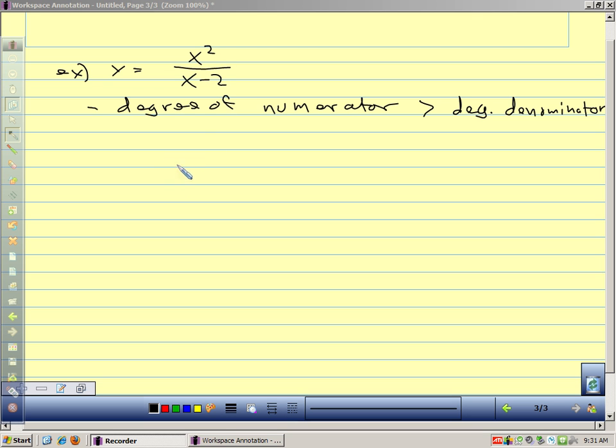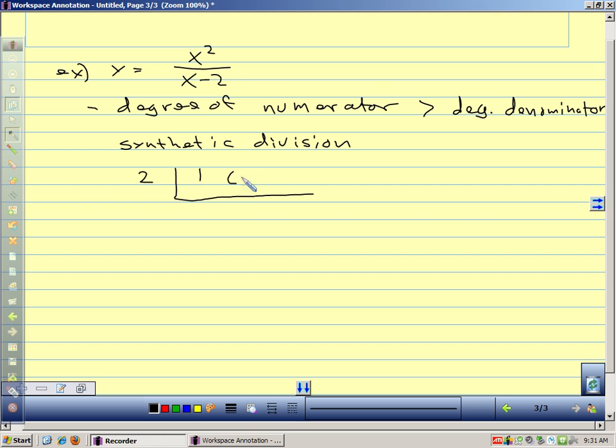Well, this should be easy because since we're dividing by something in the form x minus 2, we can do synthetic division. So I'm going to put my 2 out here, and I have an x squared, so I have a 1, and I need a 0 for the x and a 0 for the constant. So I bring that down. 2 times 1 is 2. Add 2. 2 times 2 is 4. And add 4, so my remainder is 4.